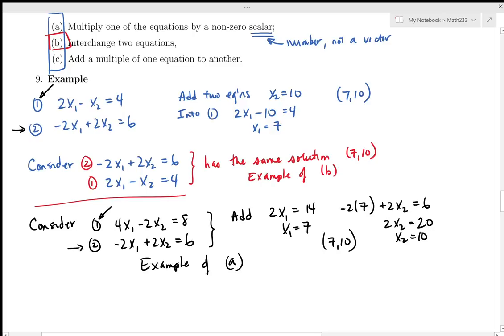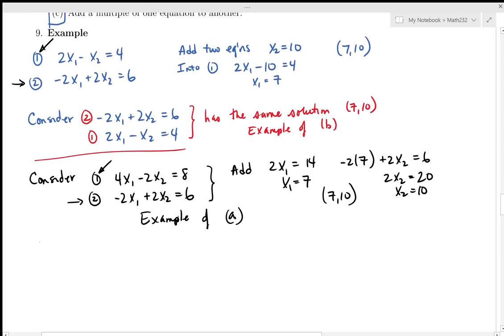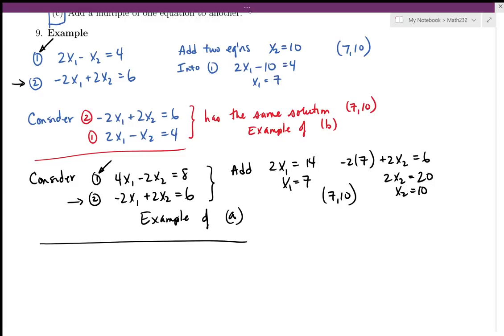That's A: multiply one of the equations by a non-zero scalar, a number. In this case, the non-zero scalar was 2. All right, let's now try again here. Let's consider this.